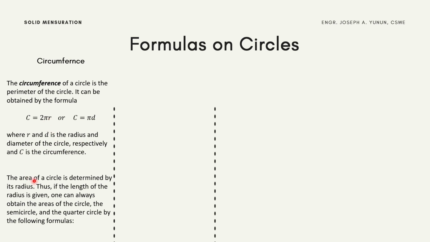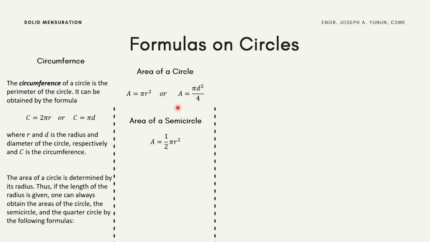The area of the circle is determined by its radius. Thus, if the length of the radius is given, one can always obtain the area of the circle. Similarly for a semicircle and a quarter circle. So let's try this formula. For the area of a circle, given the radius, you can use pi r squared, or if given the diameter of the circle, you can use pi d squared all over 4.